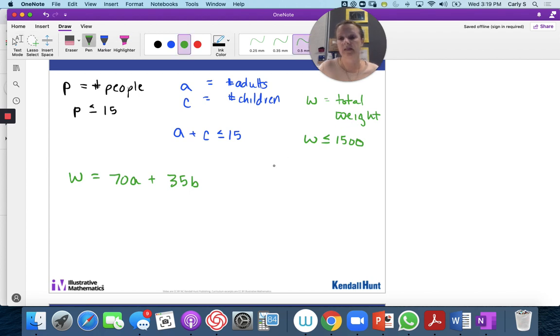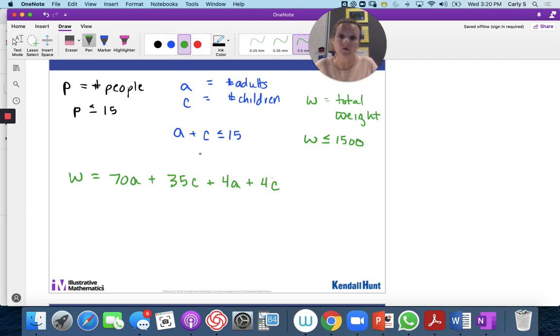Oh, but we need their gear. 4 kilograms per person. And that should be C, not B. So this says the total weight in the car is going to be 70 kilograms per adult, 35 kilograms per child. I wrote B again because I am really with it. Plus 4 kilograms of gear per adult, plus 4 kilograms of gear per child.